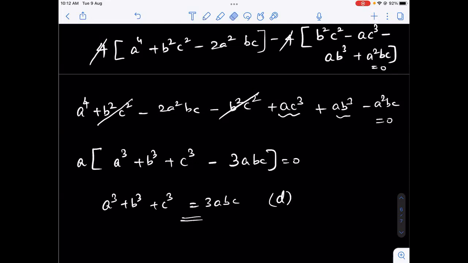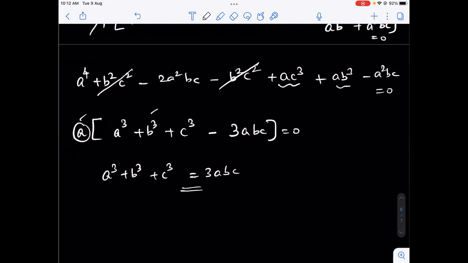40th is A. I'm sorry, because A is 0. See, product of two terms. A into A cube plus B cube plus C cube minus 3ABC is 0, or A is equal to 0.